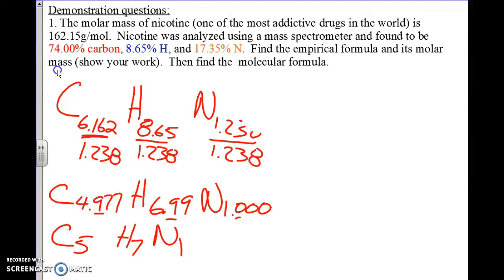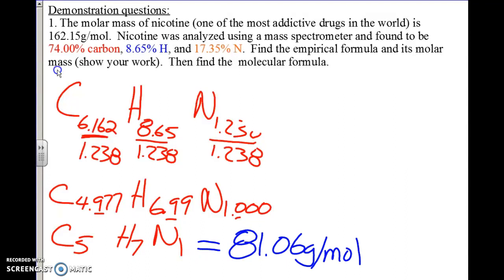The next step is doing the math to figure out how much C5H7N1 has for a molar mass. And when we do that, we end up getting 81.06 grams per mole. That's how much the empirical formula has for a mass. Now, when we go up into the problem, right up here, it tells us the molar mass of the molecular formula. So what we do is we take the mass of the molecular formula divided by the mass of the empirical formula, and it gives us a number.